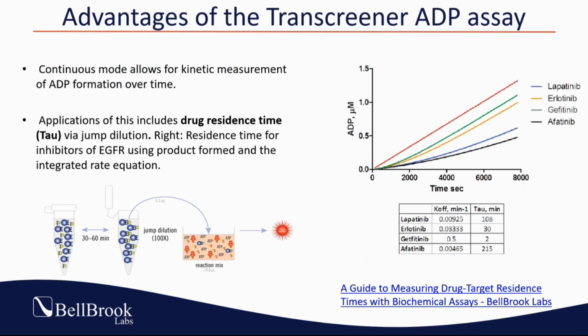A little bit more on the advantages of a Transcreener. I alluded to this on an earlier slide. You can run this assay in endpoint mode, where you quench the reaction after a fixed period of time and then measure the total production, or you can build a detect mix that excludes a quenching agent, and essentially measure the formation of ADP over time in a kinetic manner. Importantly, an application of this is that you can perform drug residence time determinations using the classical catalytic jump dilution.